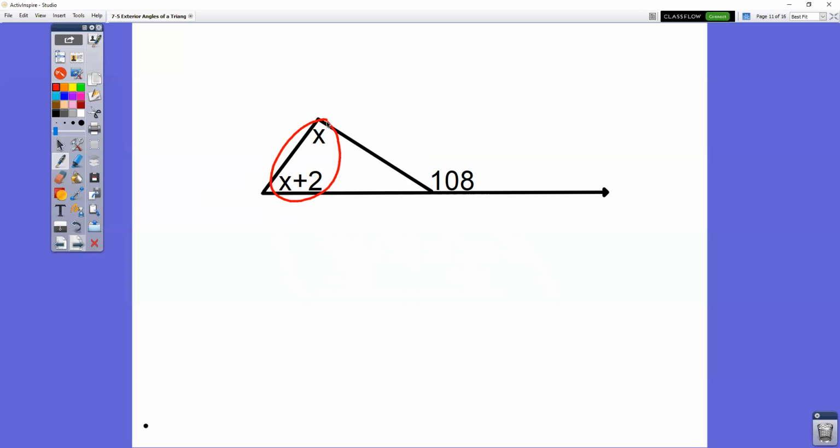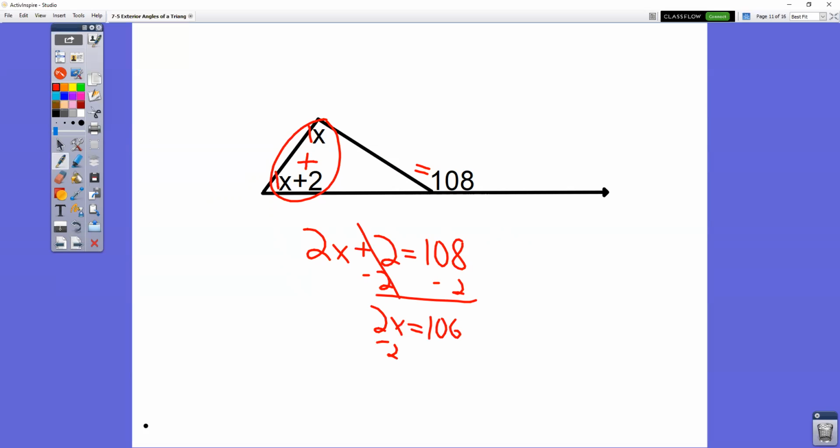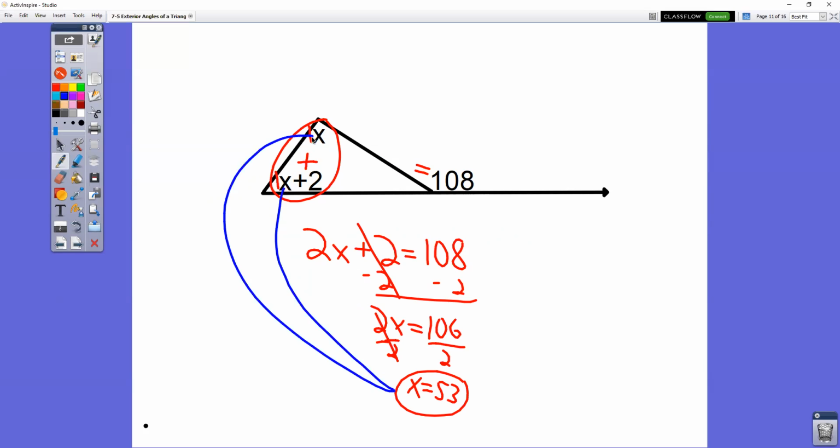So these two angles added together equals this outside angle. This is really a 1x and a 1x. So 1x plus 1x is 2x plus 2 equals 108. Minus 2 minus 2. So 2x equals 106. Divide by 2, divide by 2. And you get x equals 53.